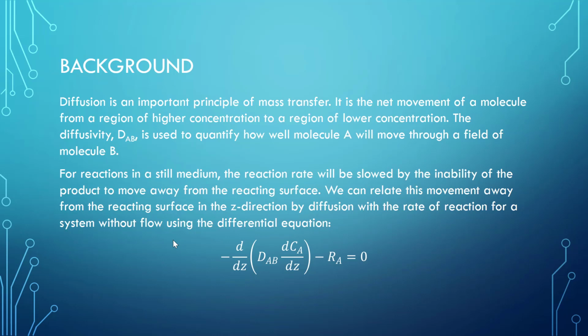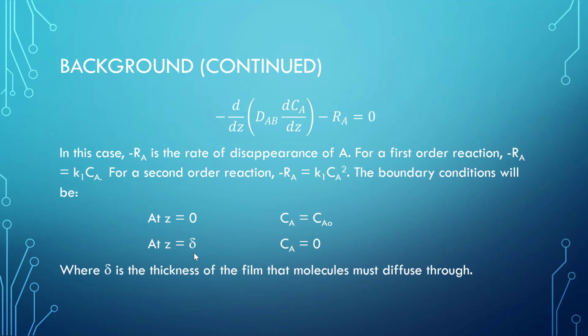The differential equation that describes this is negative the derivative with respect to z of the diffusivity times the change in concentration with z, minus the rate of formation of A, which is 0. Now, minus R sub A is also called the rate of disappearance of A. In a first-order reaction, this would be a constant K1 times Ca. And if we did a second order, it would be a different constant times Ca squared.